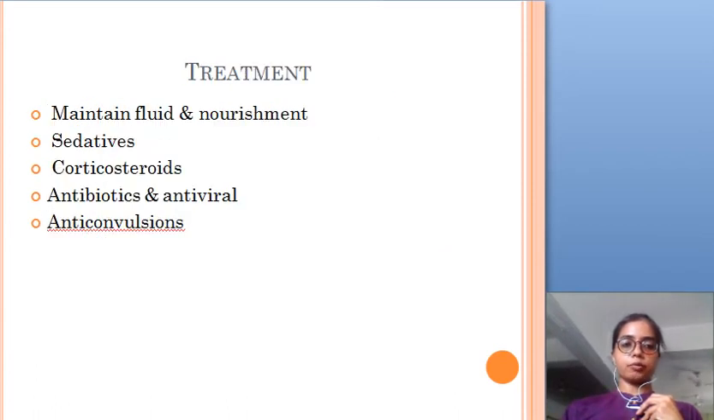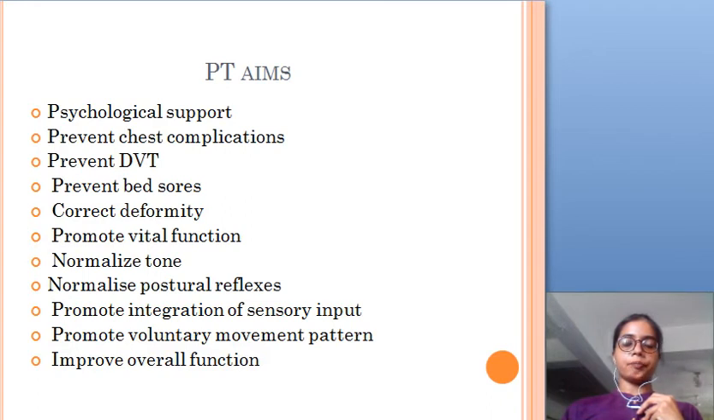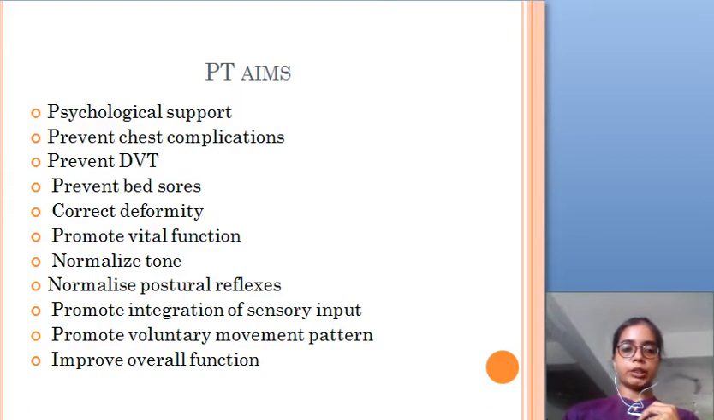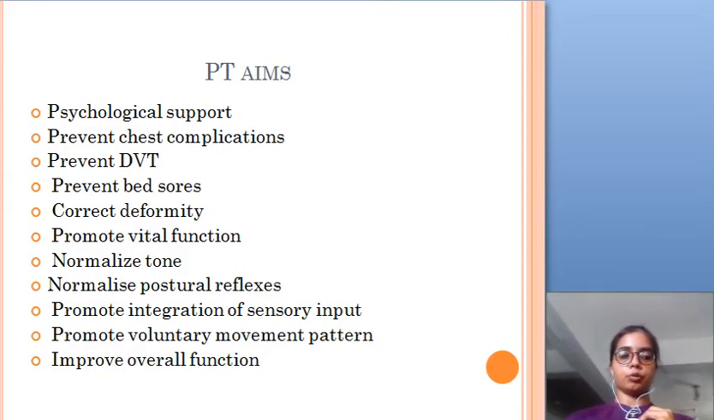Medical management consists of maintaining fluid and nourishment, sedatives, corticosteroids, antibiotic, antiviral, and anticonvulsant drugs. Physiotherapy management is seen for both meningitis and encephalitis, and it is on the following grounds. The aims of physiotherapy management are psychological support, prevention of chest complications, prevention of DVT, prevention of bed sores, correction of deformity, promote vital function, normalization of muscle tone, normalization of postural reflexes, promote integration of sensory input, promote voluntary movement pattern, and improve the overall function.